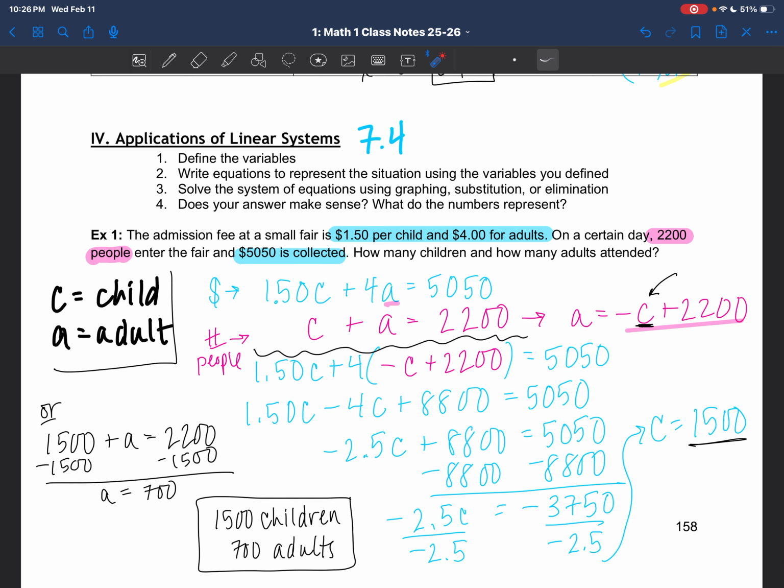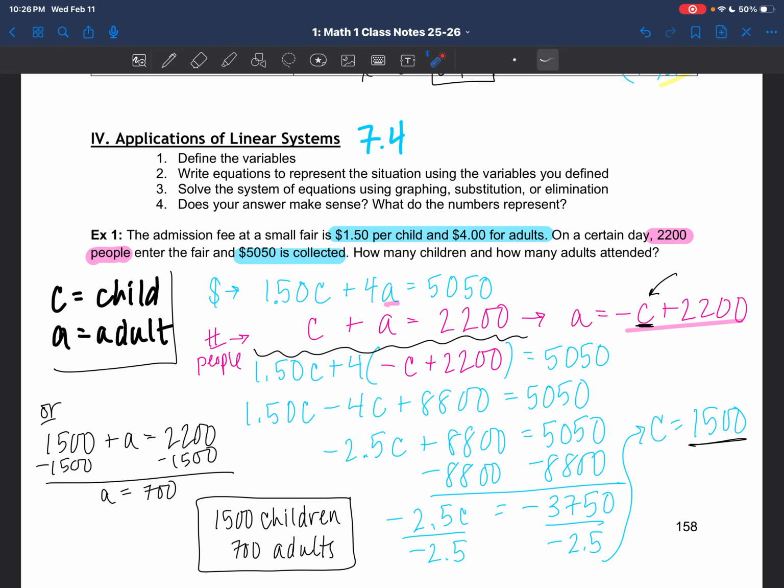I kind of wrote all over, but I'll try to point you in the right direction as we go. For example 1, it says the admission fee at a small fair is $1.50 per child, $4 for adults. On a certain day, 2,200 people enter the fair and $5,050 is collected. So we're looking for how many children and how many adults attended. That is where our variables come into play. I did C for children and A for adults. You could have easily done X and Y as long as you've labeled what they represent.